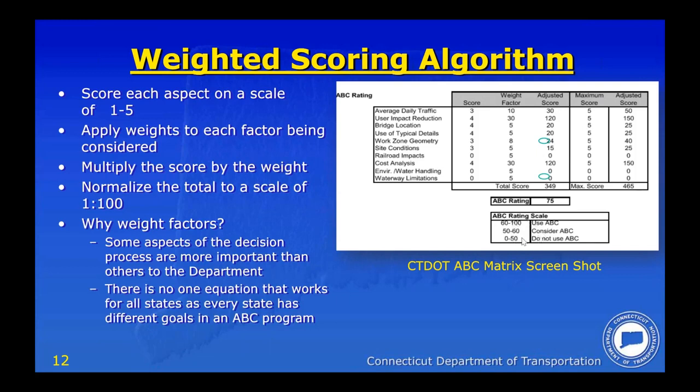And that drops us down to this chart right now that provides correlation between the ABC rating and whether or not ABC would be a viable choice for the project. So, these weight factors are factors that might vary from state to state. For us, our user impact was very important, so we had this as a very high number. This could perhaps even be made larger, but we felt comfortable with the 30 as a weight factor.